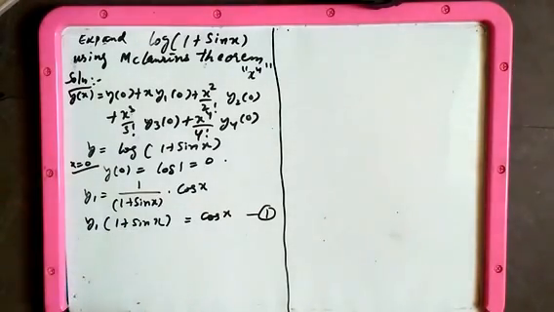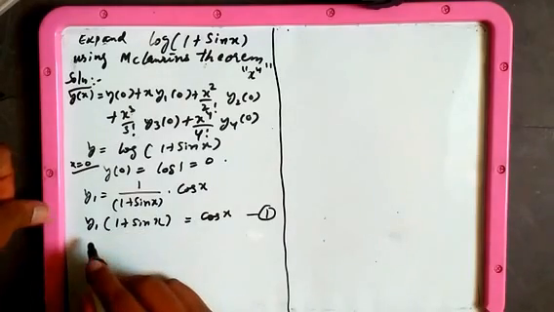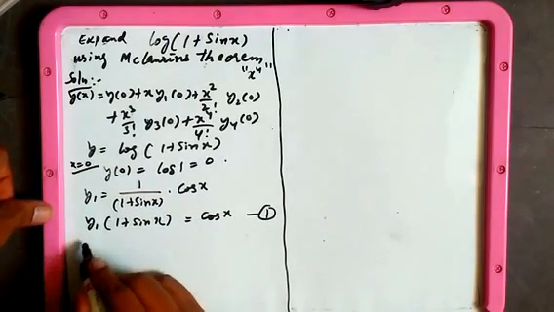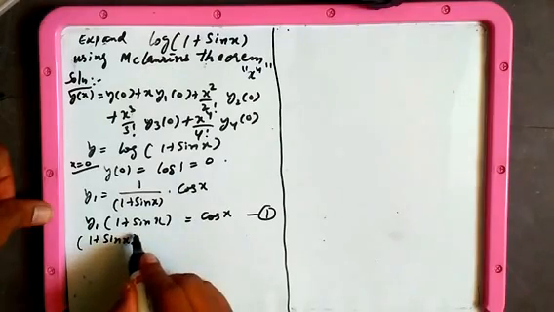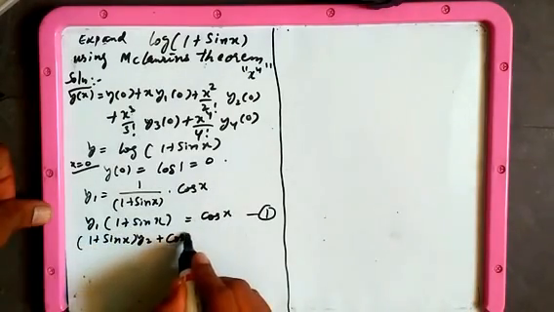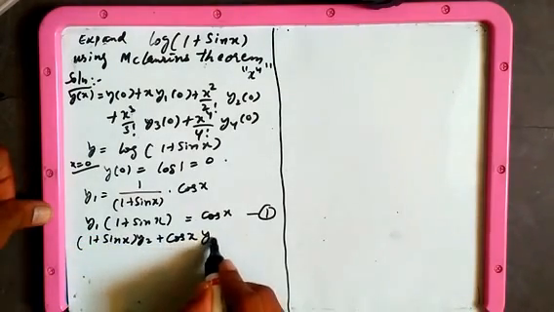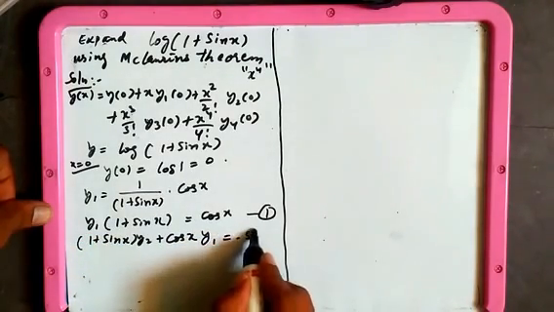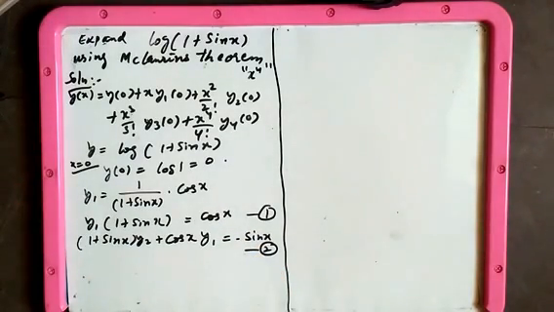Now, differentiating the first equation with respect to x, it will be 1 plus sine x as it is into y2, plus cos x, the differentiation of sine x, into y1 as it is, equal to minus sine x. This is the second equation you will get.